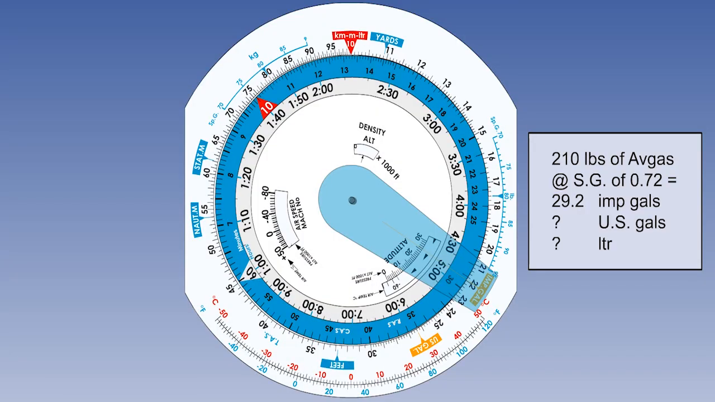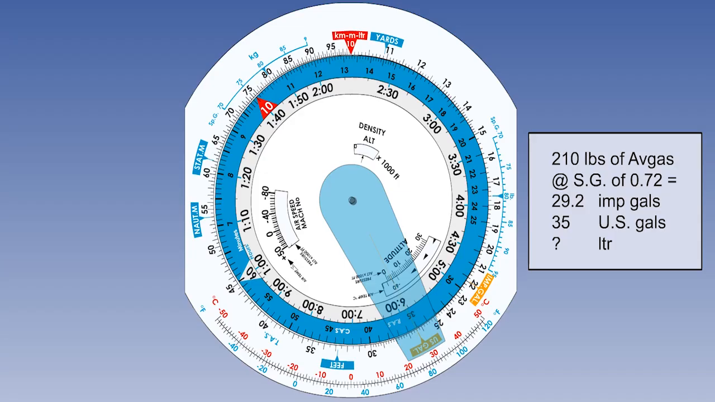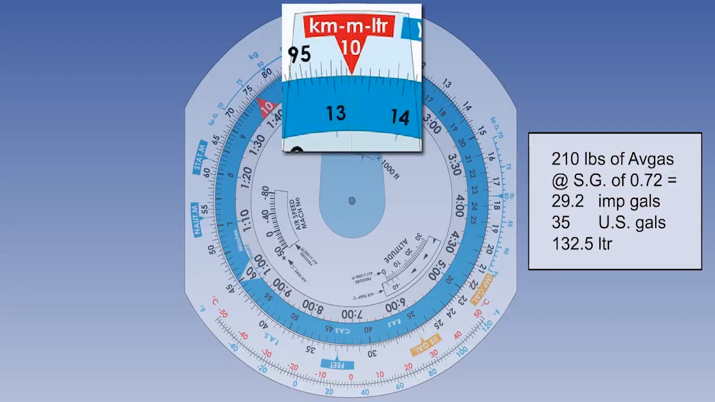Once again not moving the scales, move the cursor over the orange US Gal index and read off 35. This means that 210 pounds of gasoline at a specific gravity of 0.72 fills a volume of 35 US gallons. Still keeping the scales very firmly in their relative positions, move the cursor over the red km/m/LTR index on the outer scale and read off 13.25, which, according to our rough answer, means that 210 pounds of gasoline at a specific gravity of 0.72 fills a volume of 132.5 litres.